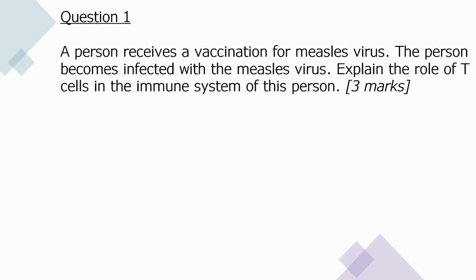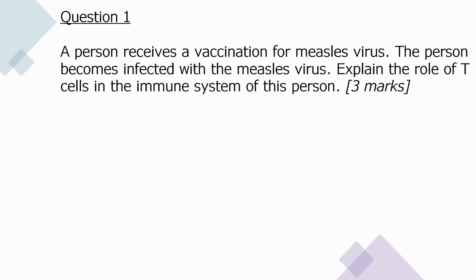So question 1: a person receives a vaccination for measles virus. The person becomes infected with the measles virus. Explain the role of T cells in the immune system of this person. We know that there's three main types of T cells in the immune system that we need to know, and these are T memory, T helper, and T killer cells.